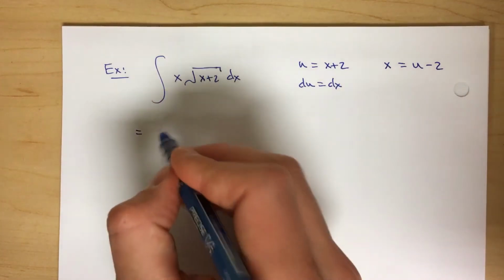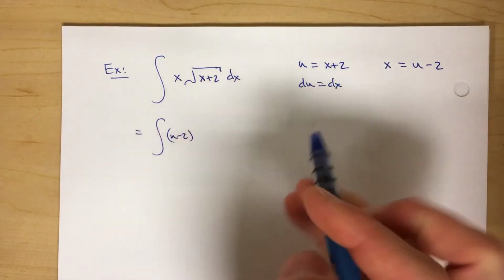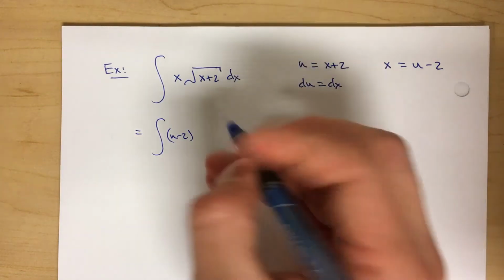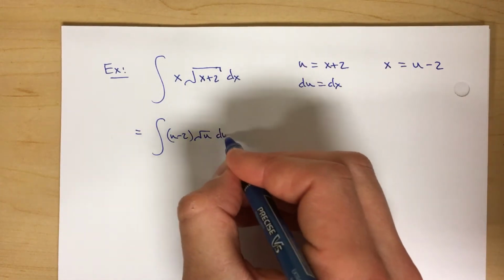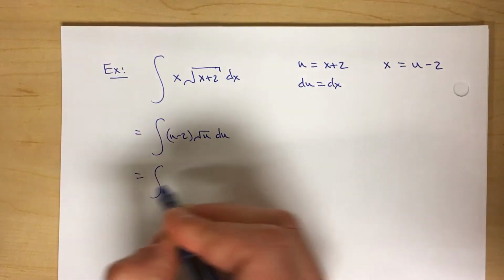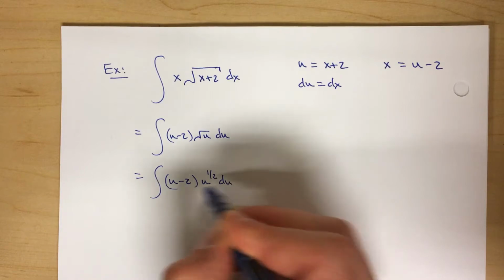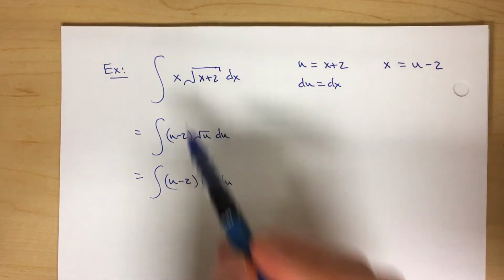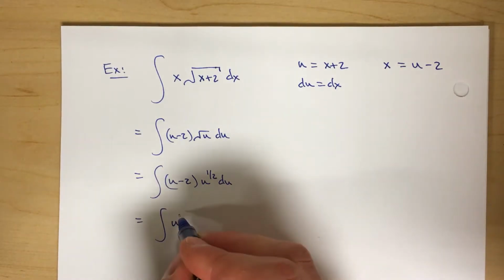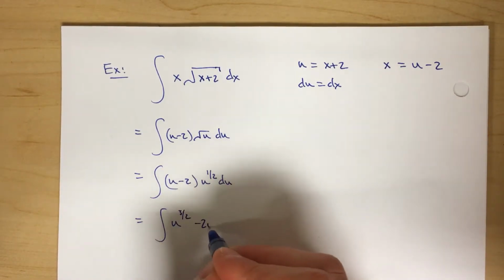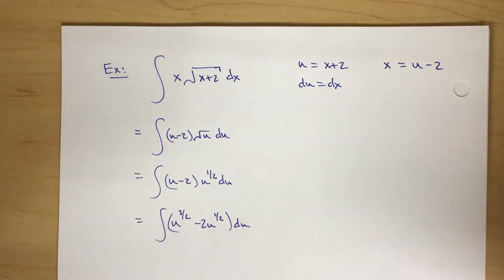So this is going to become the integral of, now x, remember, is u minus 2. Square root of x plus 2 is just square root u, and dx is du. Now you may be thinking, well, that didn't really help us, but it did because now we can distribute this. We couldn't distribute through the radical, but we can distribute now, and that just becomes u to the 3/2 minus 2u to the 1/2, and oh my goodness, now we have something that the power rule applies to.